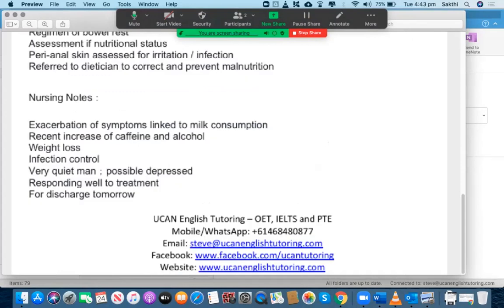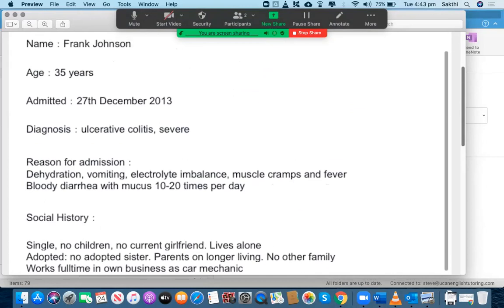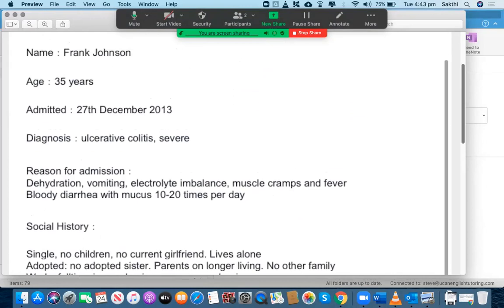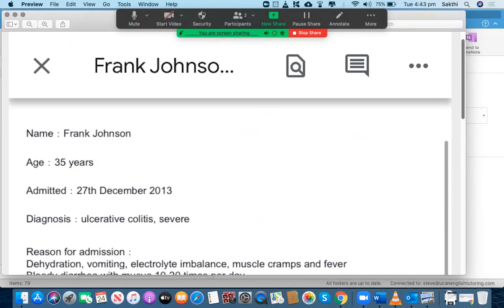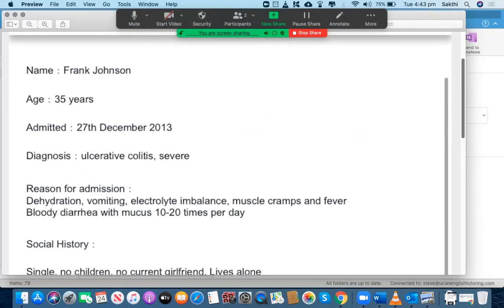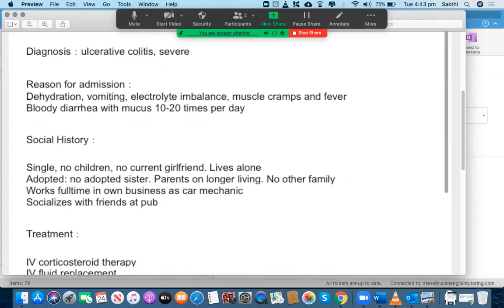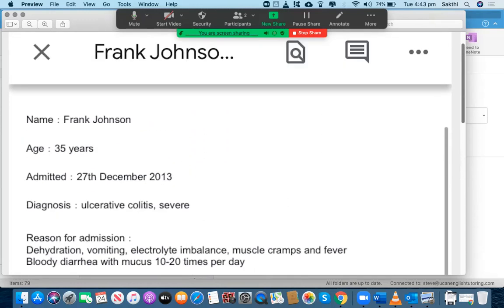So you got so many case notes, right? Yes, sir. Frank Johnson. Okay, Frank Johnson name. Because 10 to 20 times per day. Did you mention this one, numerous times? Did you mention severe or something like that? Frequent. Did you mention frequent? Yeah, that's okay. Then it's okay. I'm happy with that.